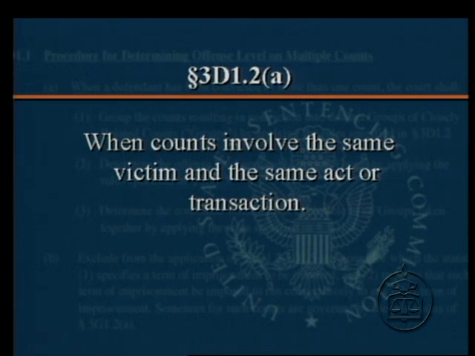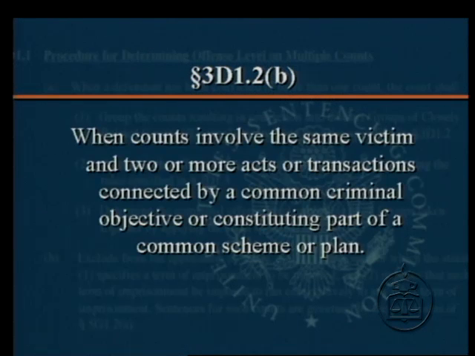Going on and looking at Rule B, 3D1.2(b) states when you have counts that involve the same victim and two or more acts or transactions that are connected by a common criminal objective or constituting part of a common scheme or plan, these are then going to be a Rule B grouping.